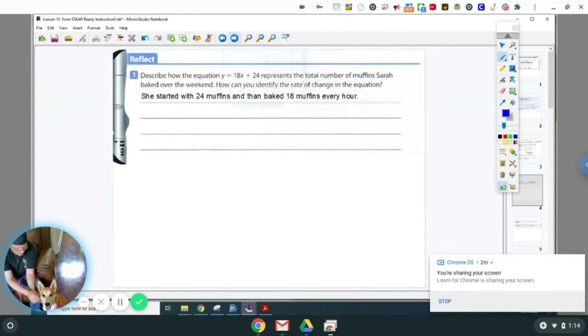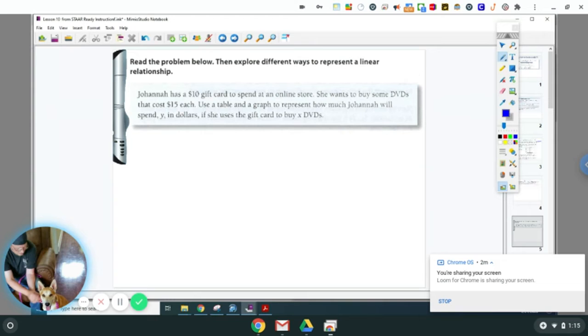So describing how the equation y equals 18x plus 24 represents the total number of muffins Sarah baked over the weekend, and how can you identify the rate of change in the equation? The 24 is the number of muffins that she started with, and then she baked 18 muffins each hour. The coefficient, the number in front of the x, will always be your constant rate of change, or what would be called our slope, and you'll learn about that later this week. So the 18 is your rate of change.